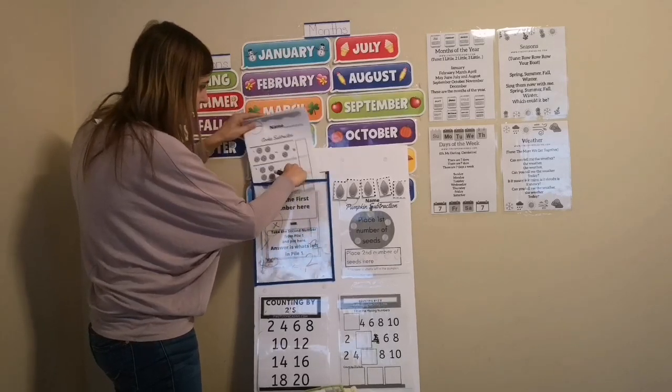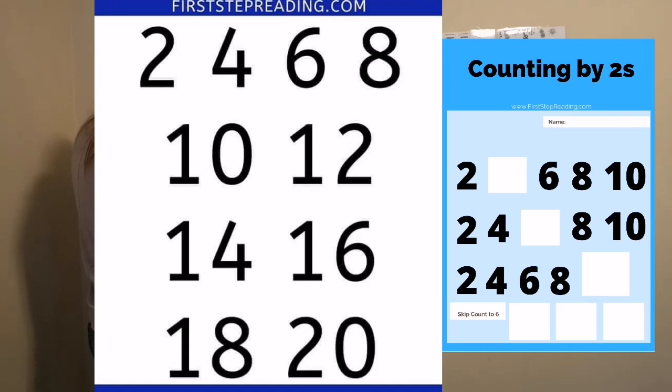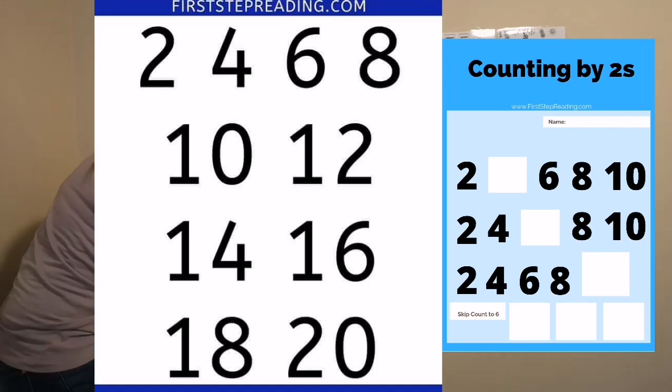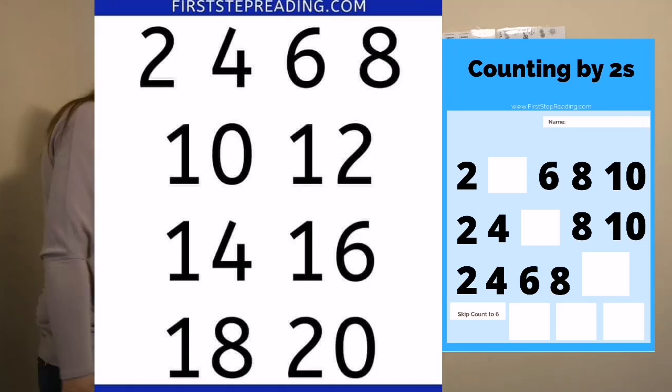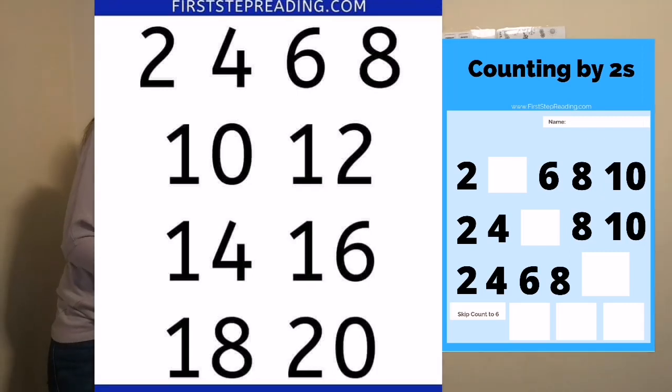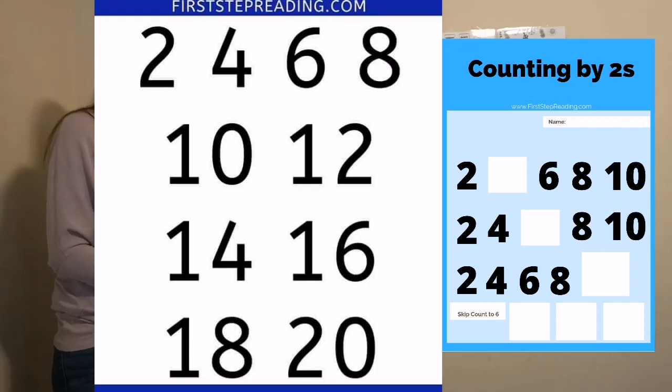Now let's do our counting by 2s, just to remind ourselves. And we'll say those together, and then you can do your counting by 2s worksheet as well. 2, 4, 6, 8, 10, 12, 14, 16, 18, 20. Let's do it one more time. 2, 4, 6, 8, 10, 12, 14, 16, 18, 20. Great job. So now we're going to move on to science.